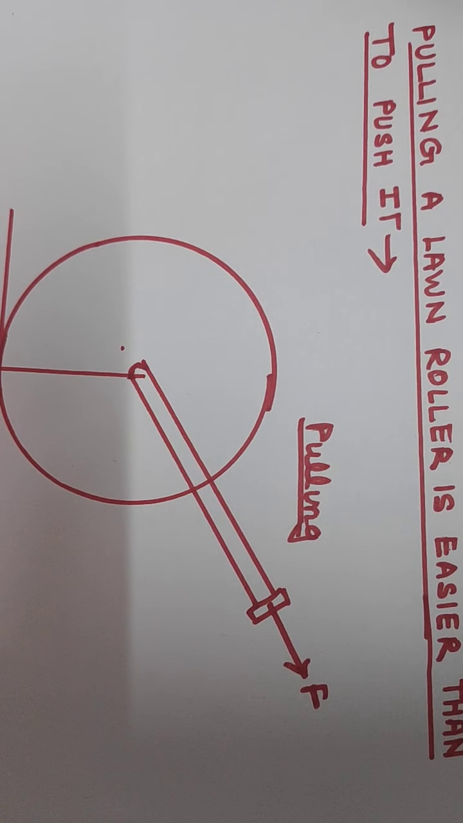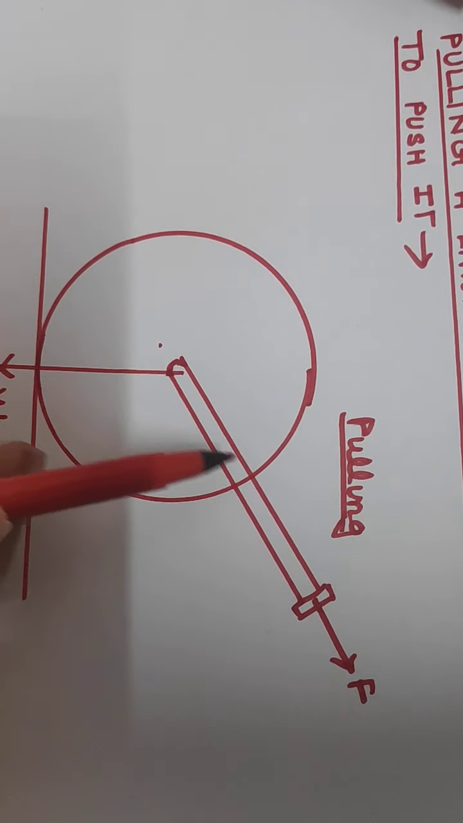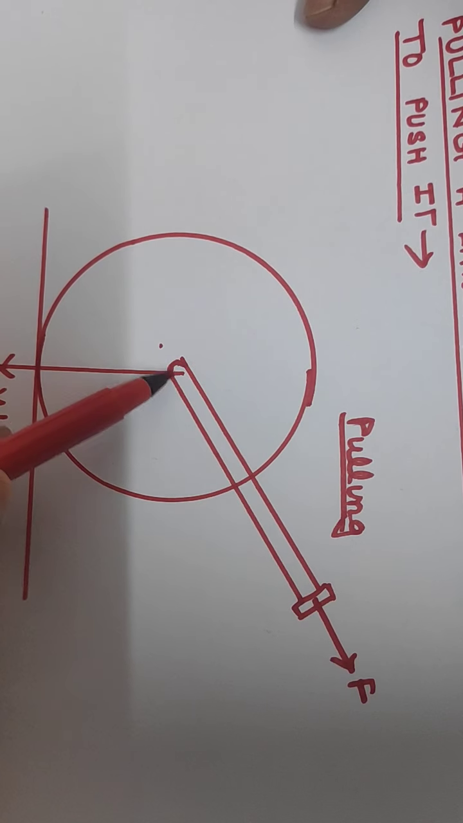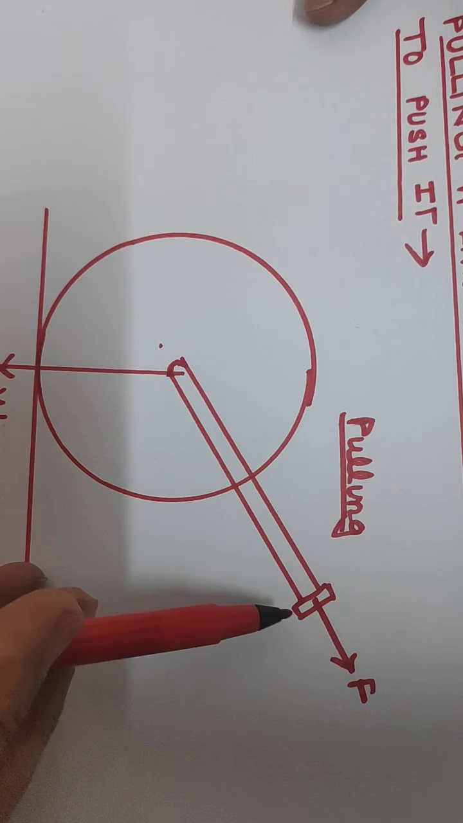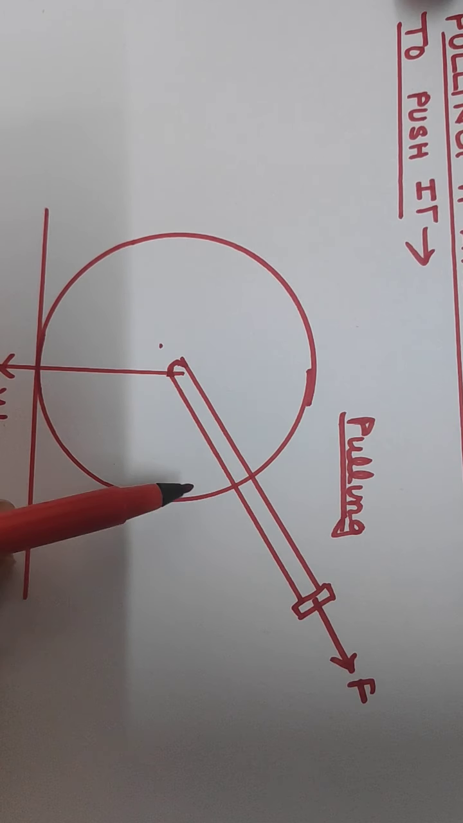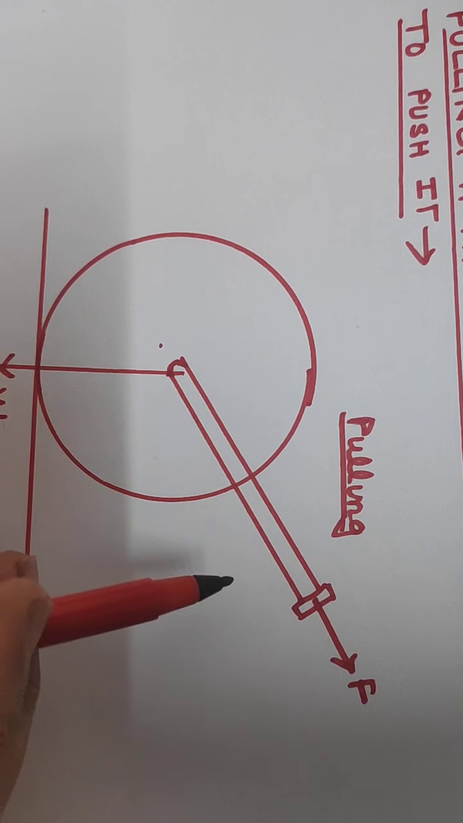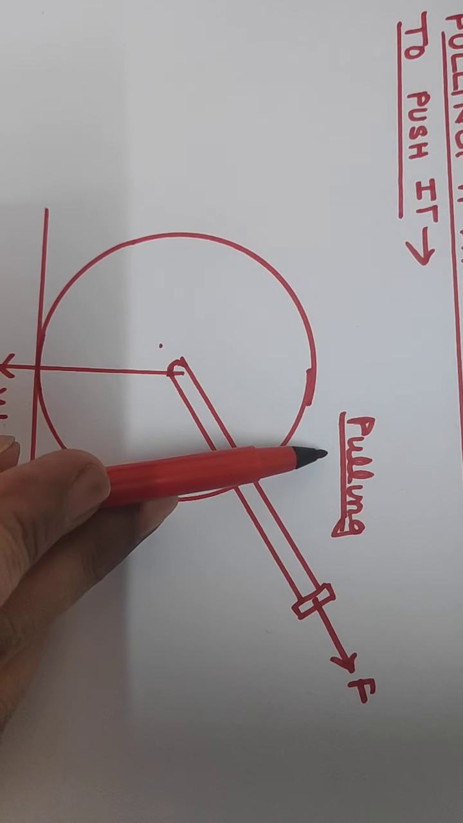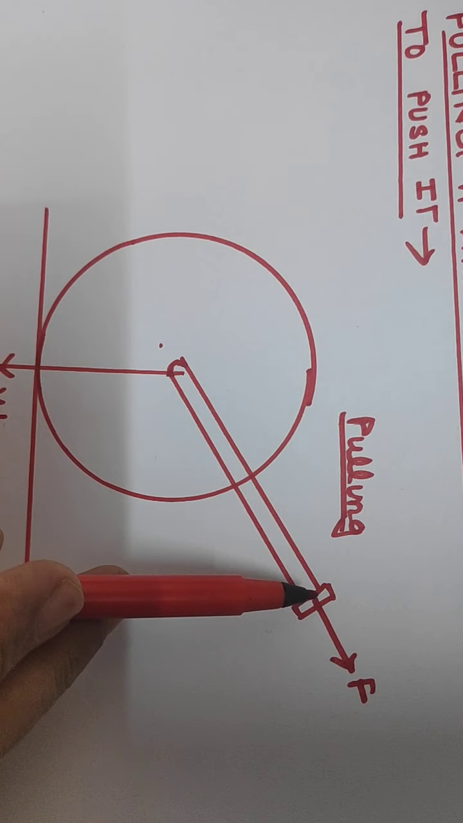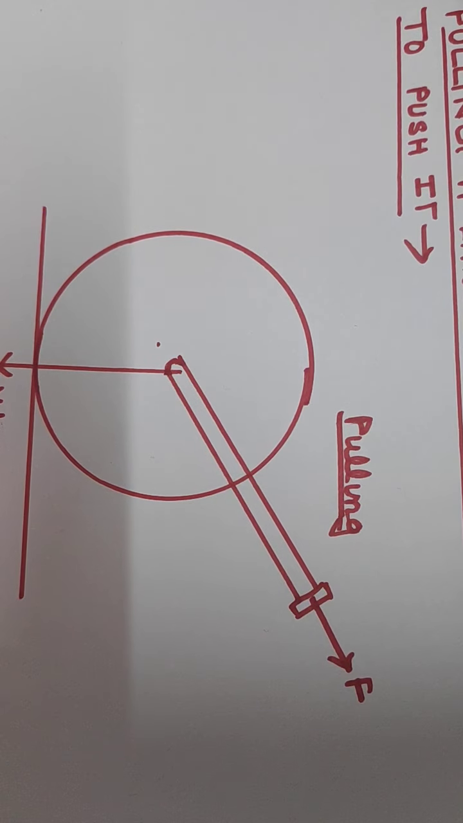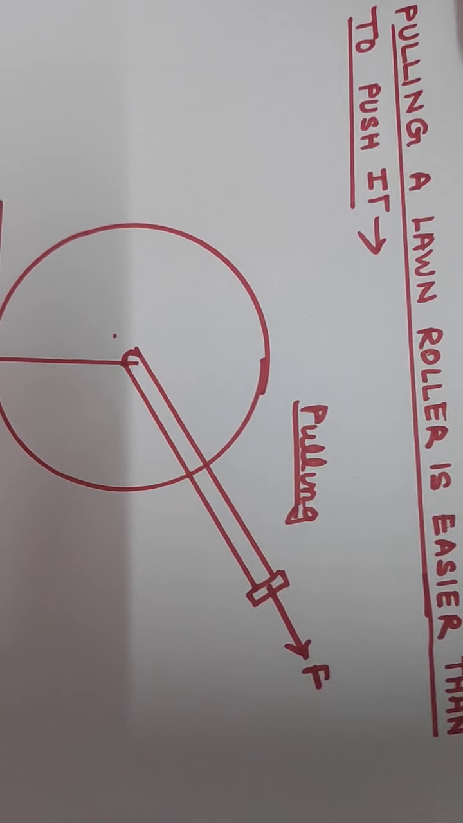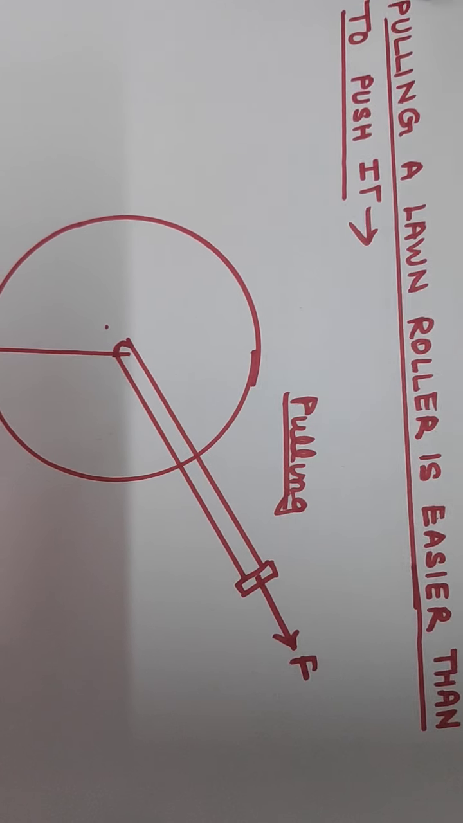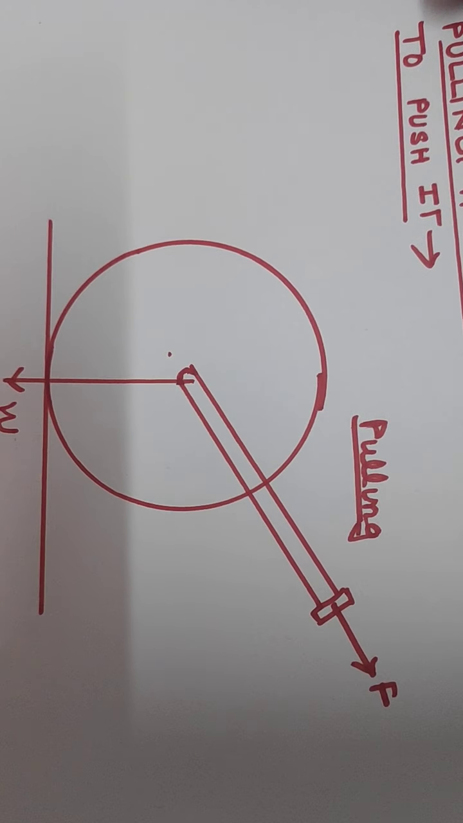Okay, this is a lawn roller. It may be any wheel which is connected with a handle, and we either push it or we pull it. We can push it and we can pull it. So in this case we are pulling this, so we have to prove that pulling a lawn roller is easier than to push it.